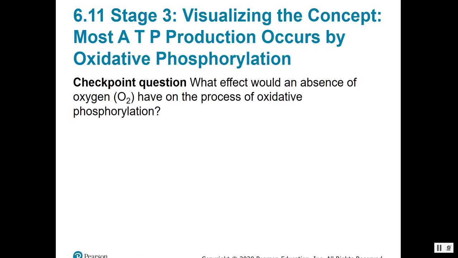So the checkpoint question says, what effect would an absence of oxygen have on the process of oxidative phosphorylation? Well, without oxygen to pull the electrons down the chain, because in essence that's what it does, the energy stored in NAD and FAD could not be harnessed. So we would not have any ATP production. So basically it would be a bust. We wouldn't be able to finish the process without oxygen.